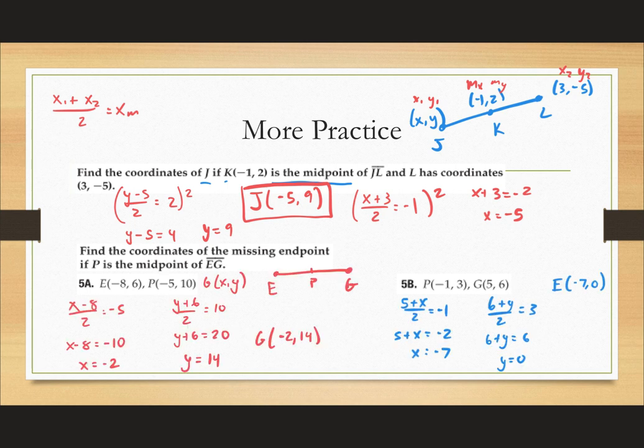And here are your answers for the other two. On 5b, we had an answer of negative 7, 0. Don't be scared if you have a 0 in a number for one of these. 0 is a coordinate for both the x and the y. How'd you do?